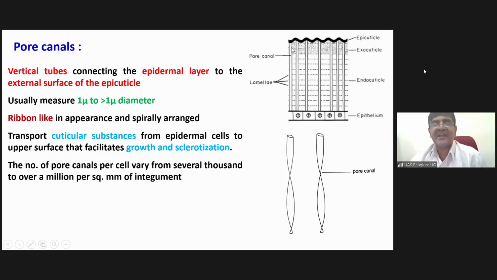But as you see in the diagram, they are not straight like this. When you see them under the microscope, in close-up, the pore canals appear ribbon-like.